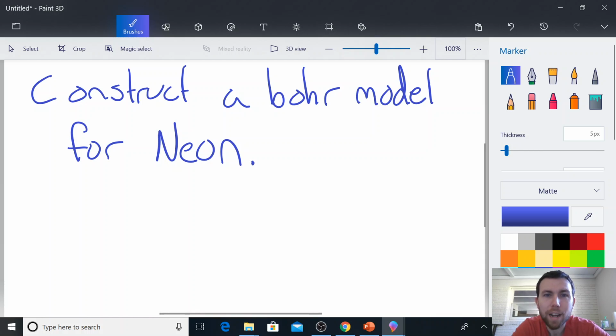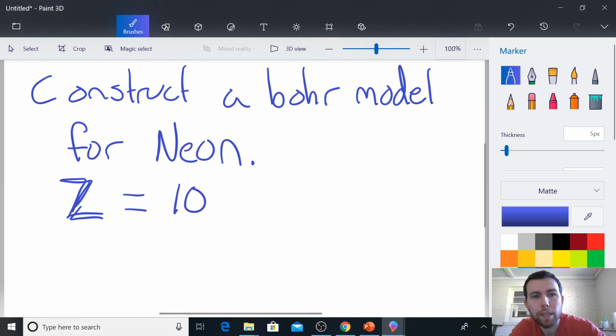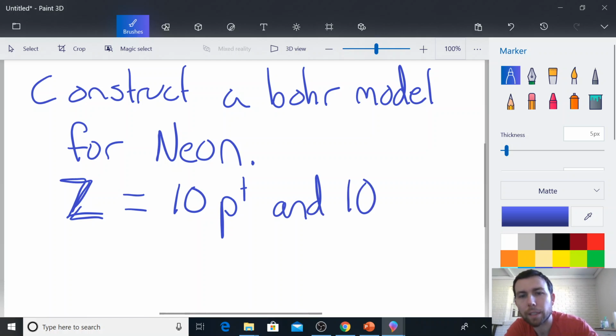So now that we have found neon, we need to look at its atomic number. Its atomic number, Z, equals 10. That means that it has 10 protons, and it also has 10 electrons, right? So if its atomic number is 10, it means it has 10 protons, 10 electrons. So now we found it on the periodic table, and we have identified how many electrons it has.